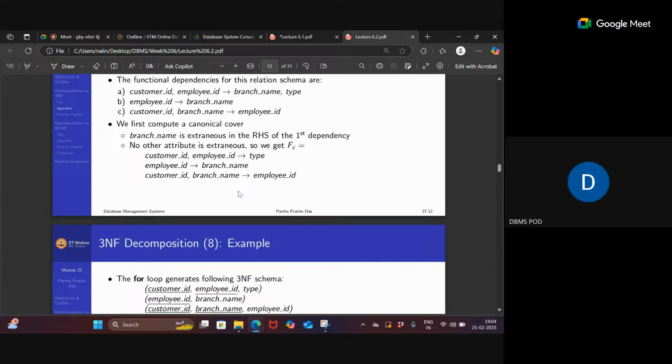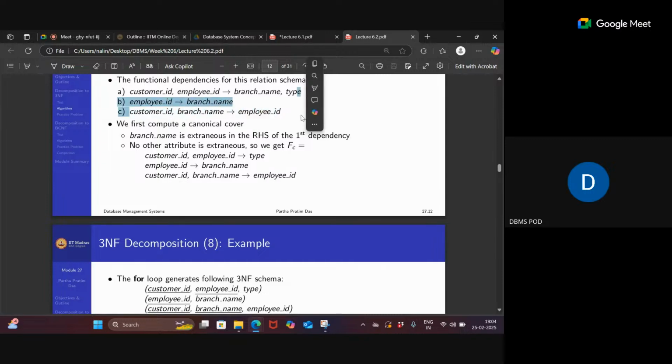Any doubts? Ma'am, why is customer ID important in determining employee ID, ma'am? Which one? The third dependency. Third. Yes, ma'am. Third one. Yeah, because it is mentioned, customer ID branch name together determines employee ID. Customer ID alone cannot determine employee ID. This FD is given for us.